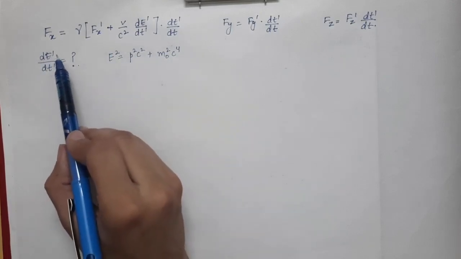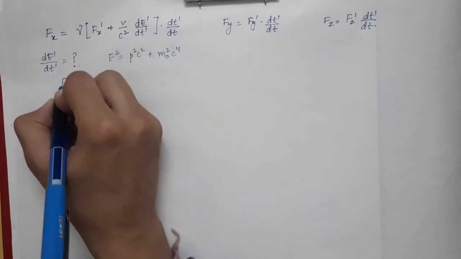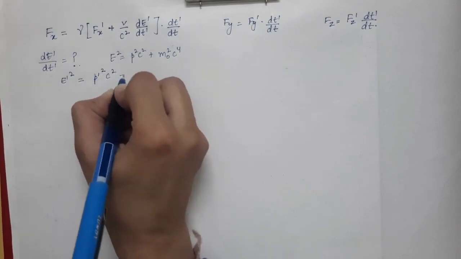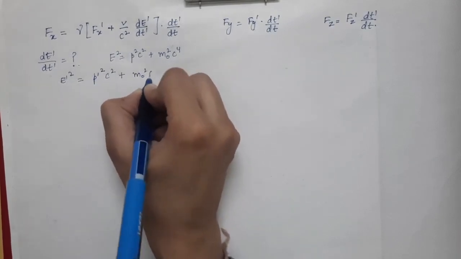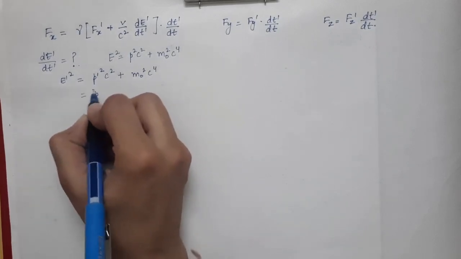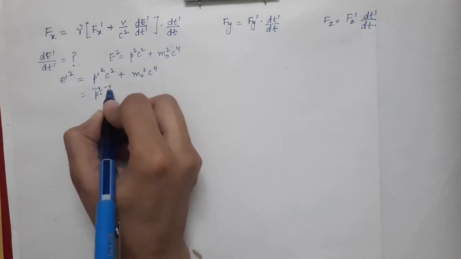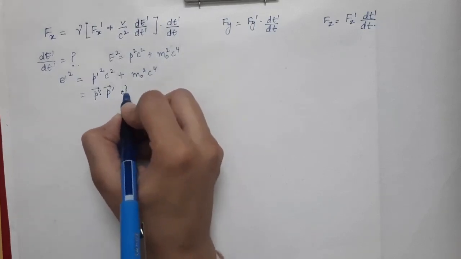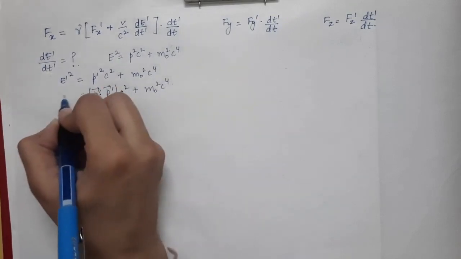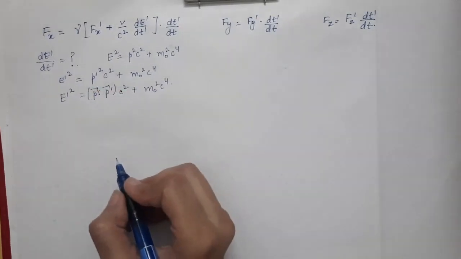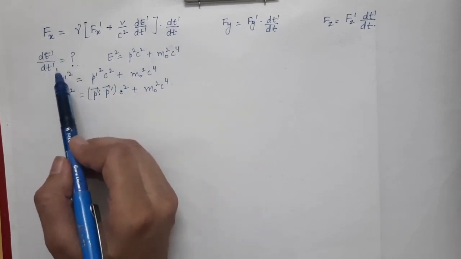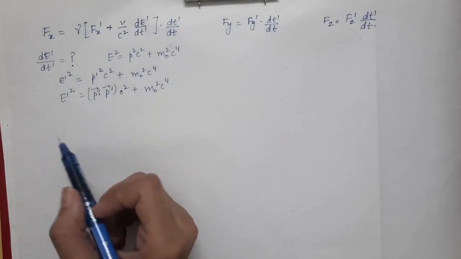Here we want to find E prime. So what will be E prime square? That will be equal to P prime square C square plus M naught square C power 4 as it is. So this P prime square can be written as P vector prime dot product with P vector prime times C square plus M naught square C power 4. And now we are going to do its time derivative because we want to find dE prime by dt prime.